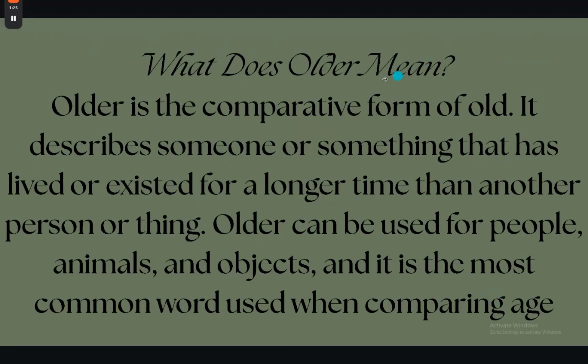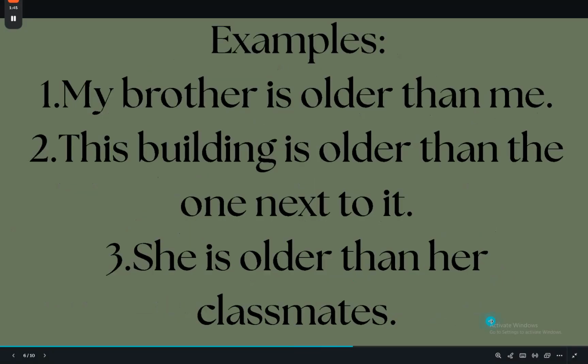What does older mean? Older is a comparative form of old. It describes someone or something that has lived or existed for a longer time than another person or thing. Older can be used for people, animals, and objects, and it is the most common word used when comparing age.